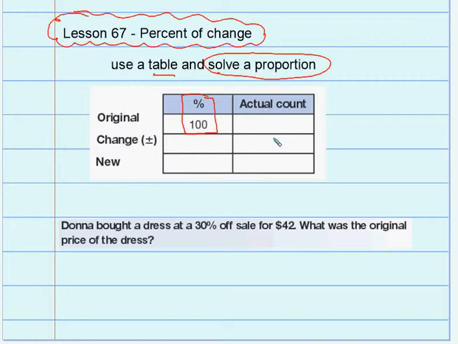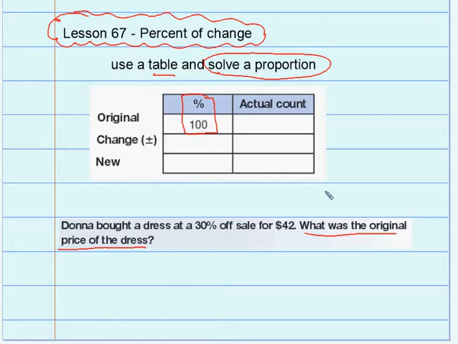So we have two examples to go through today. Here's one. Donna bought a dress at a 30% off sale for $42. What was the original price of the dress? Okay, so I'm going to start here. What was the original price of the dress?